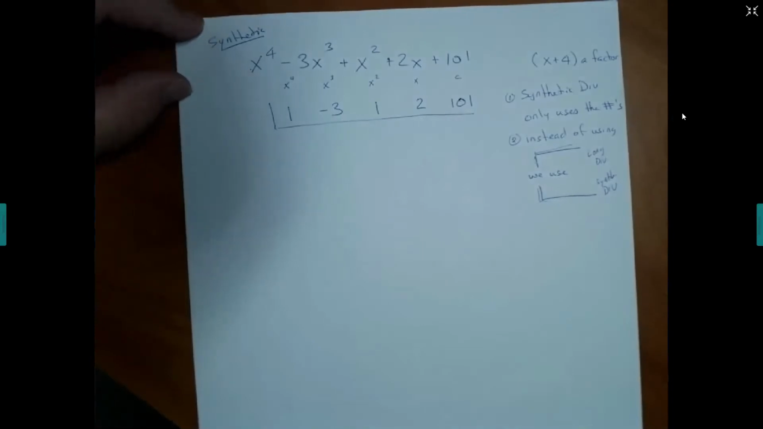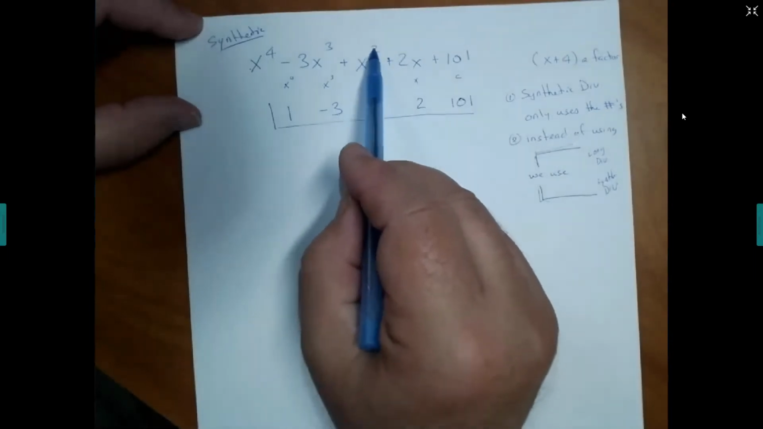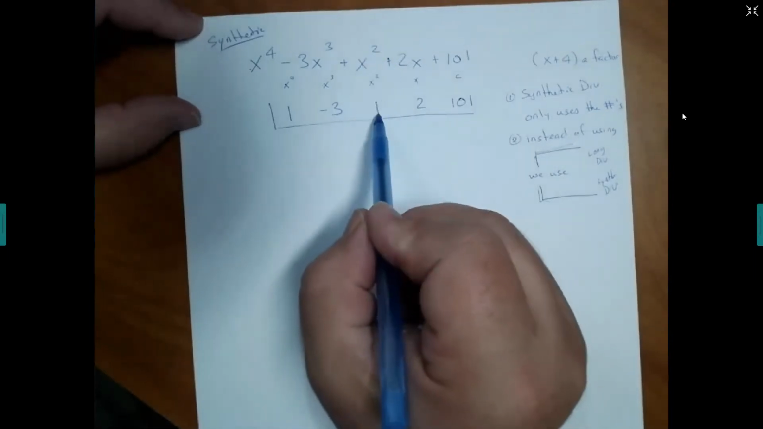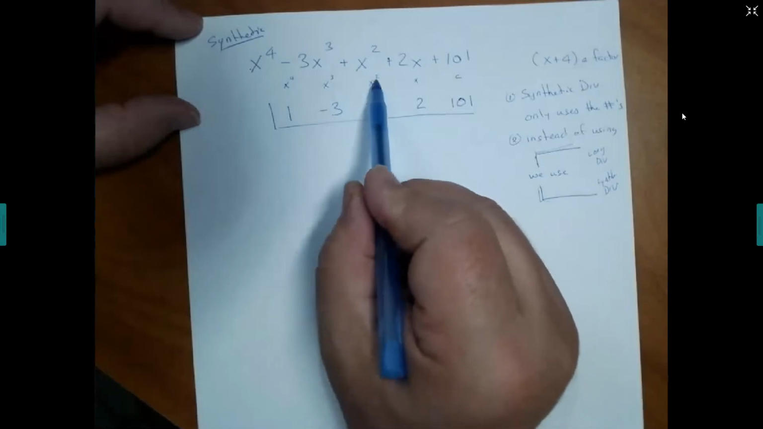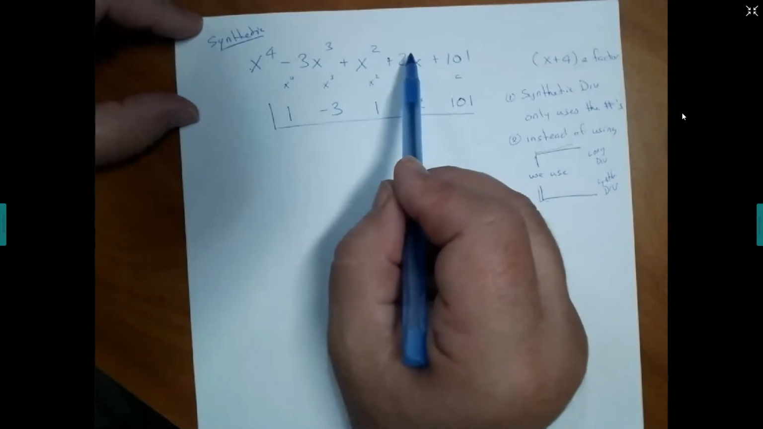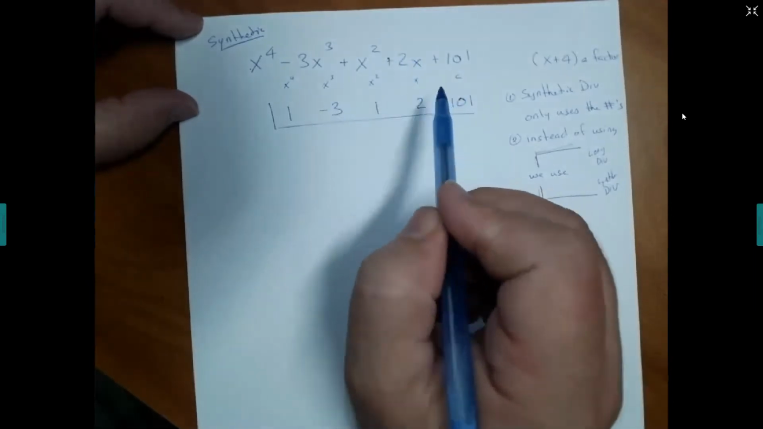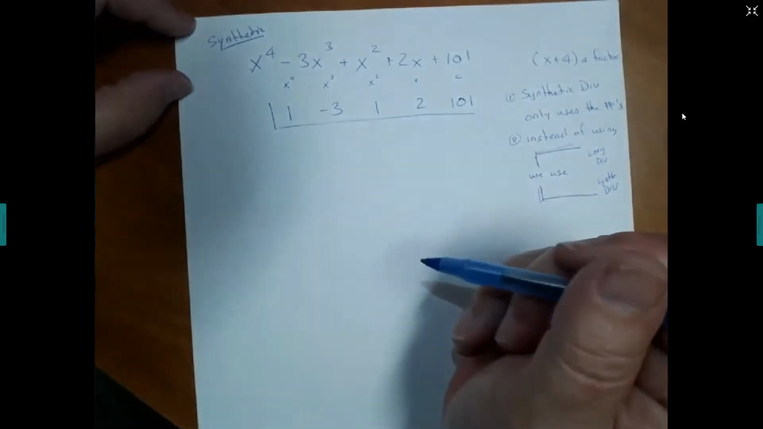This is very important because let's say I didn't have an x squared term. Instead of putting a 1 here, I'd put a 0 since there are no x squared terms. If you're missing a letter, a variable with an exponent, you have to keep that place allocated by putting a 0 in its place.